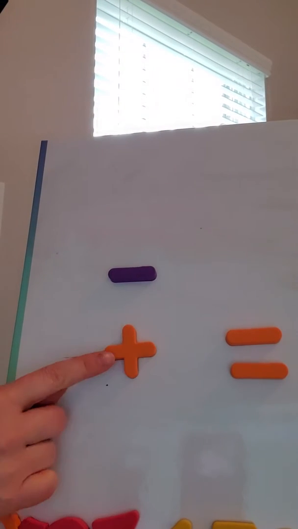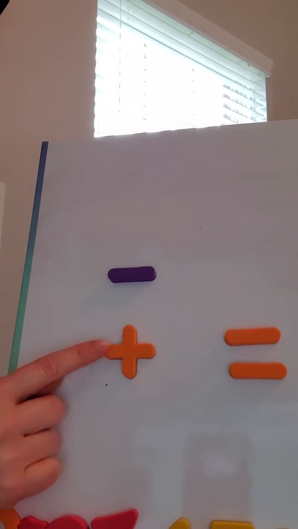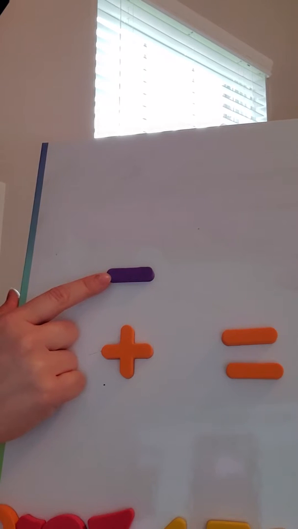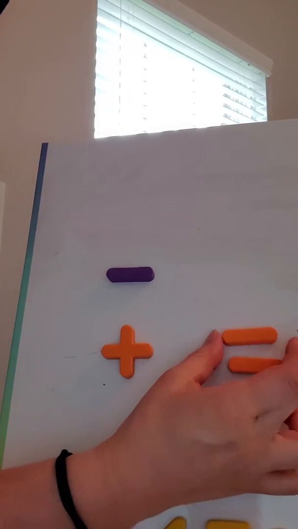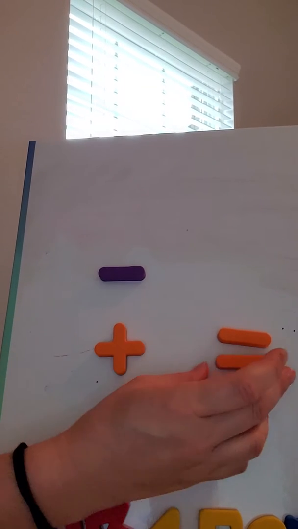Okay, so first what I want us to do is talk about these different symbols that we have. Does anybody know what this one is? Good, it's a plus sign, so that means we're adding more, okay? What about this one? This is the minus sign. It means subtraction. It means we're taking away. And when we see these two little lines, one on top of one another, that's called an equal sign, okay?